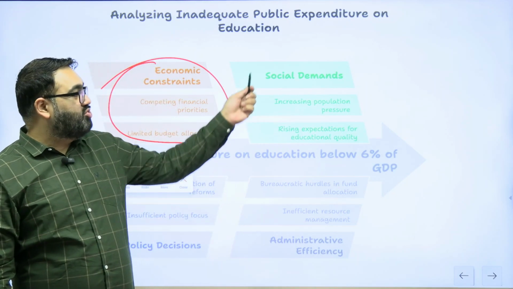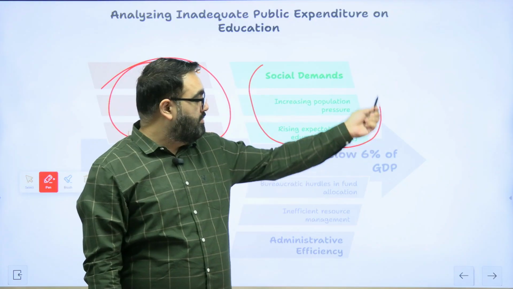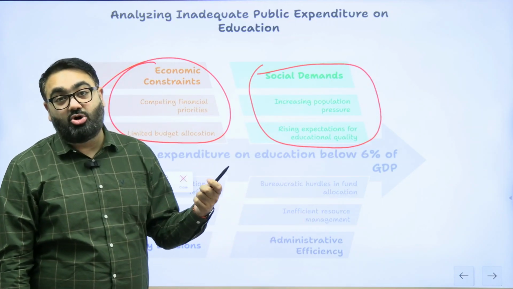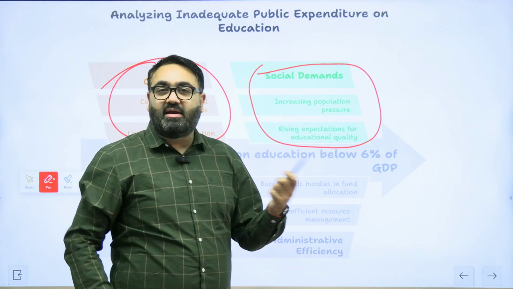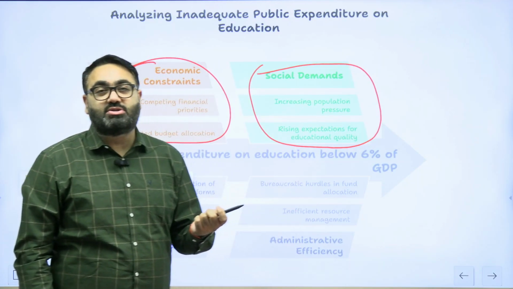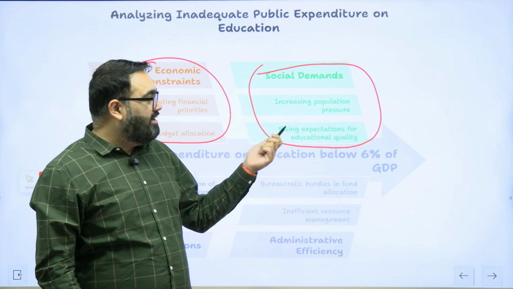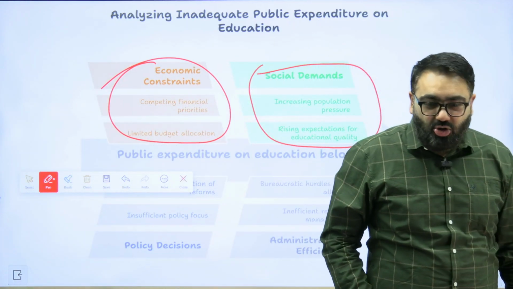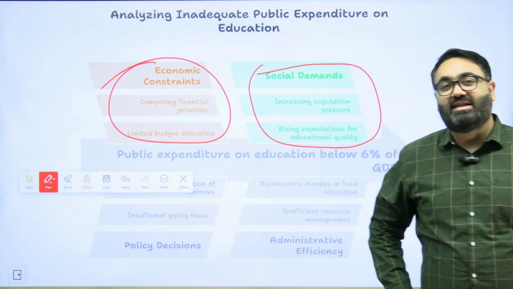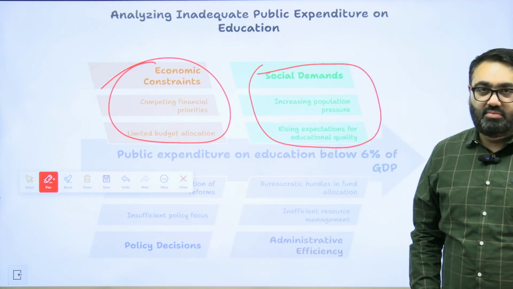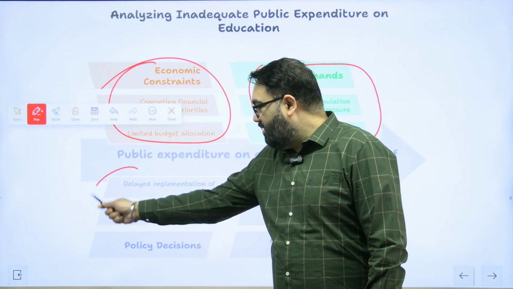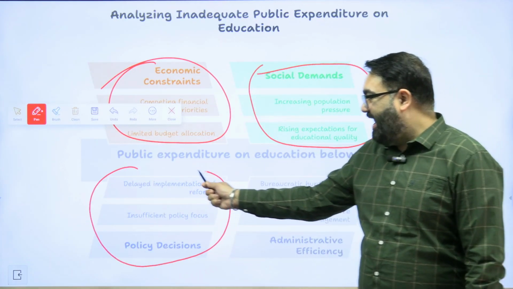Then the problem of social demand. There is expectation of good quality education, but that comes at a cost. There is expectation of better infrastructure, that also comes at a cost. Are you able to then negate that pressure of the people? Are you able to provide them with the kind of facilities that they desire? That's a big issue.